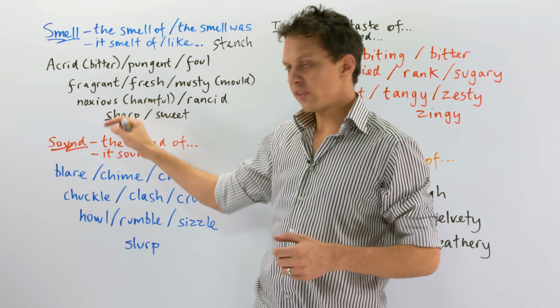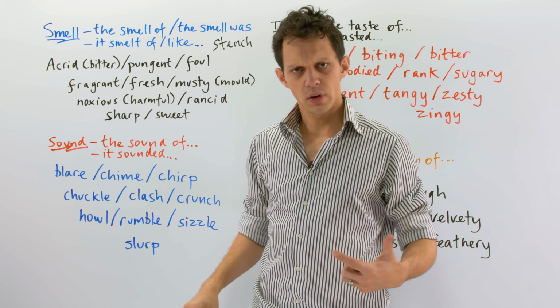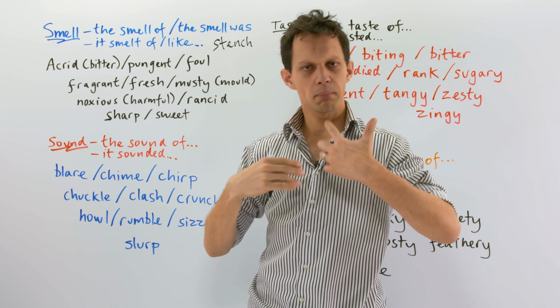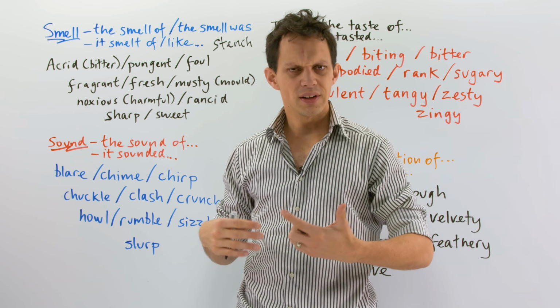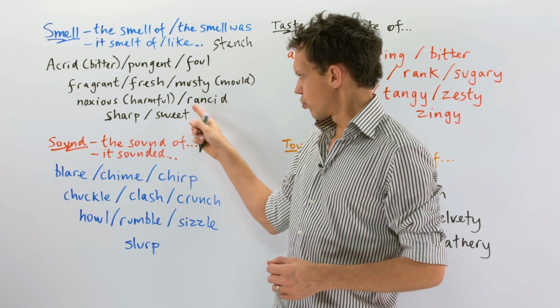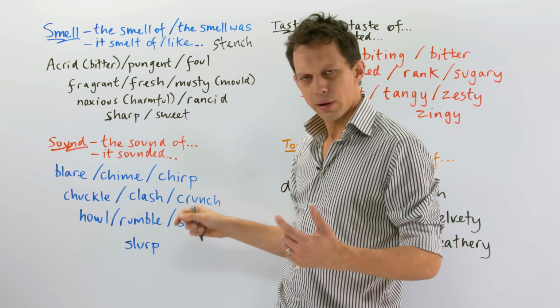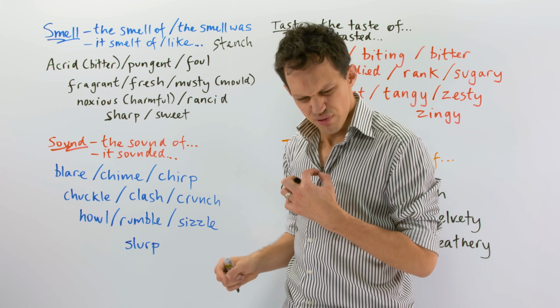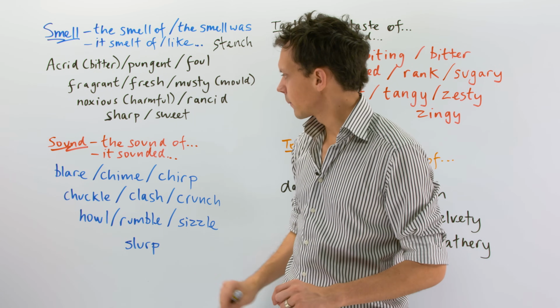Noxious. Now, this is often connected with chemicals. So it's a smell that you don't want to smell because you know that maybe it's a pollutant, it's quite dangerous. A noxious smell. Rancid. Great word, rancid. Again, meaning disgusting, horrifically awful smell.